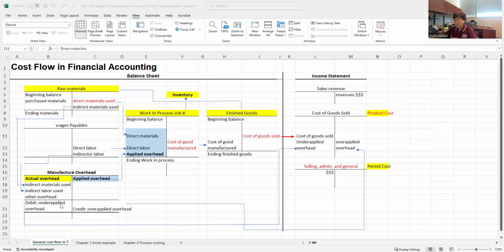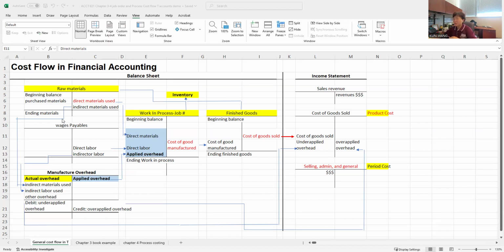So either the underapplied overhead or overapplied overhead balance will be cleared by moving the difference directly to the cost of goods sold as an adjustment. Or if you want to be more accurate, the balance can be spread out between your work in process, finished goods, and the cost of goods sold by percentage. This approach is explained in detail in the ebook, so I'm only mentioning it briefly here.